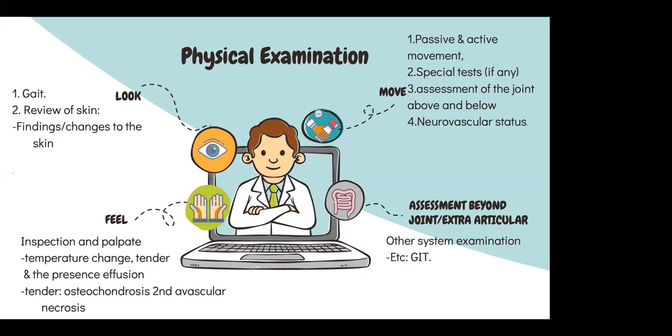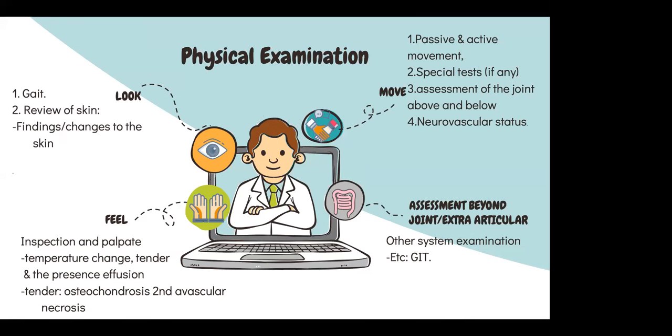Before you proceed to the physical examination of moving the joint, if the pain is intolerable or the child is unable to cooperate, then you have to offer adequate analgesia. After the analgesia has taken effect, then you can do the assessment of passive or active movement. Then after you have done the movement, you progress to a special test of the joint.